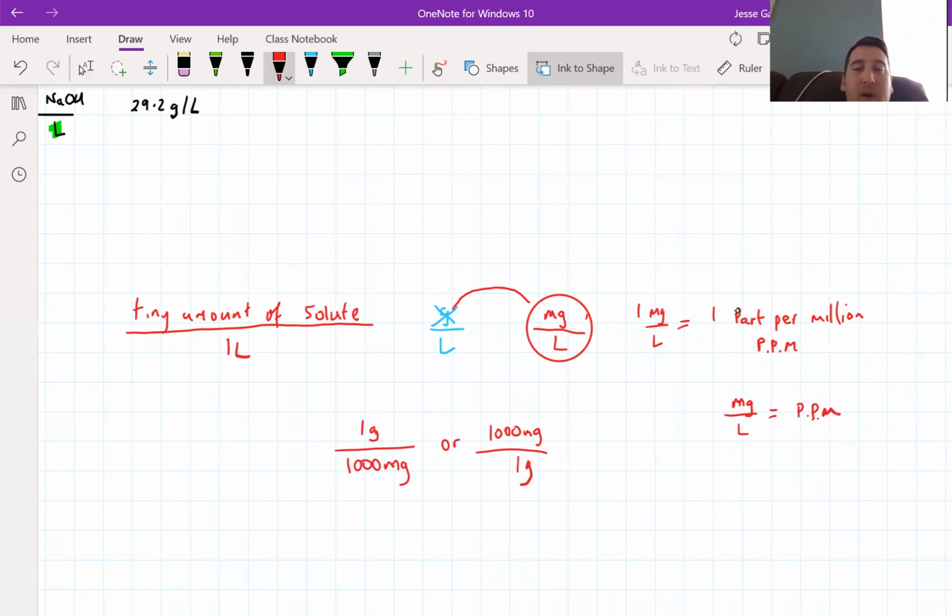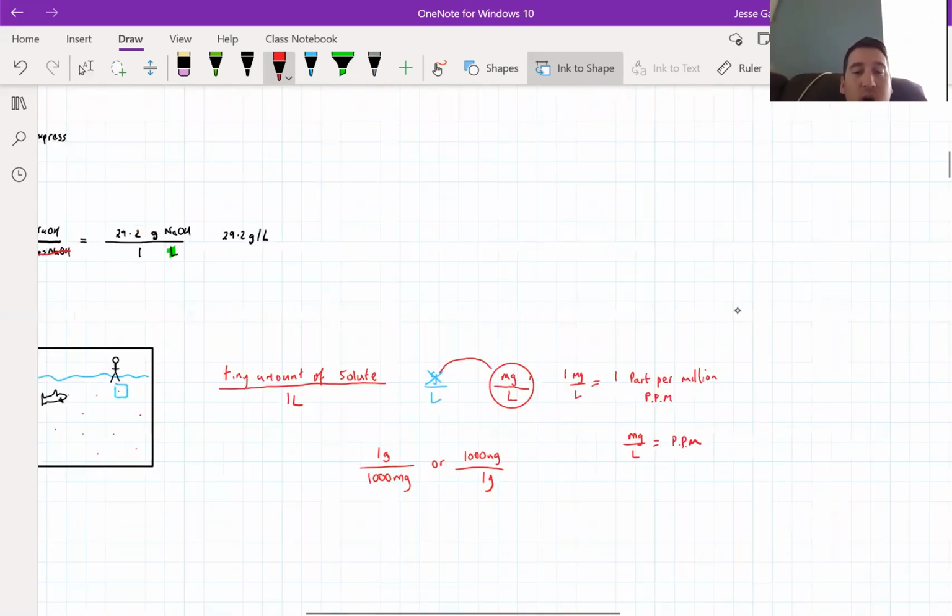So however many milligrams per liter you have, that will be the same amount of parts per million. And sometimes we get problems or questions where we have to find the concentration in ppms, parts per million. And you have to know that that's the equivalent of milligrams per liter. So if you have grams per liter, you have to turn it into milligrams per liter, and that will give you parts per million.